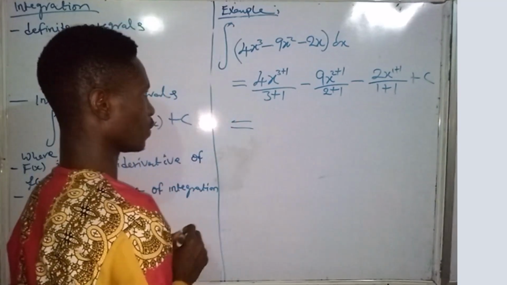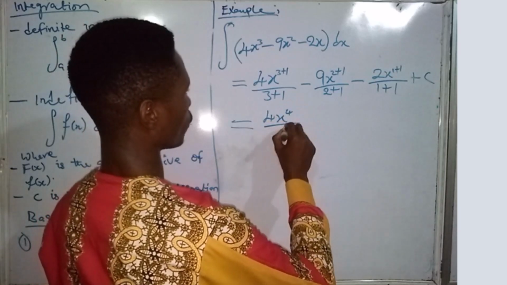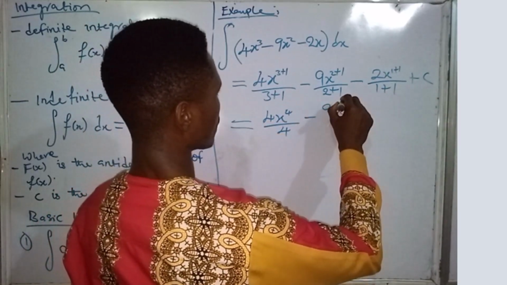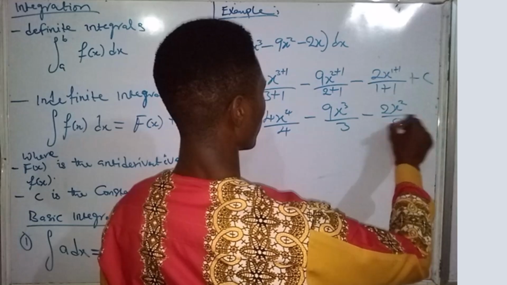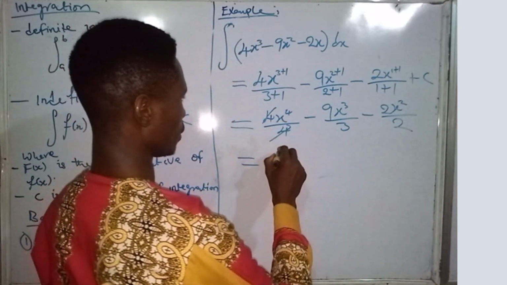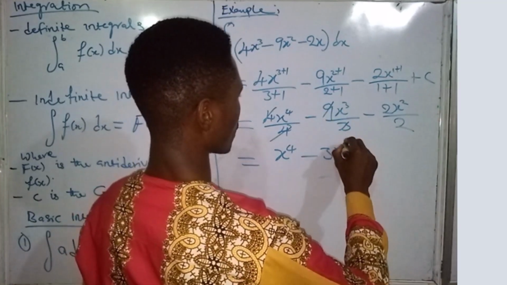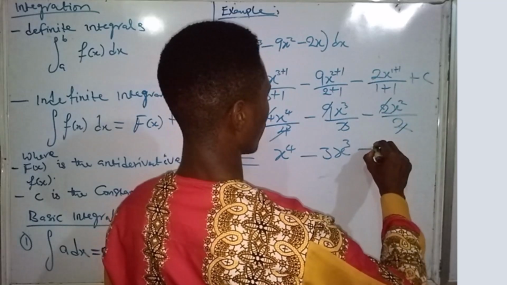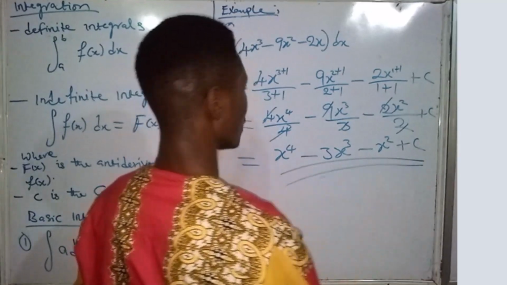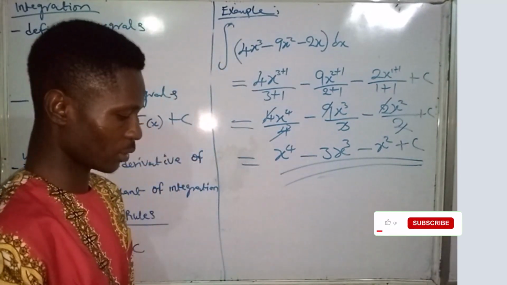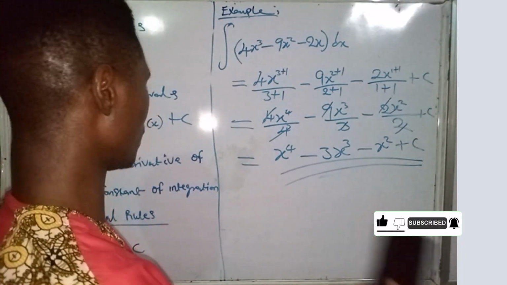So this is going to give us 4x power 4 all over 4 minus 9x power 3 over 3 minus 2x power 2 over 2. So this cancels out. This is x power 4 minus 3 here is 3. So this is x cubed minus, this goes out, we have x squared plus c. This is our answer. So this is all under rule number 1. So now let's discuss rule number 2.